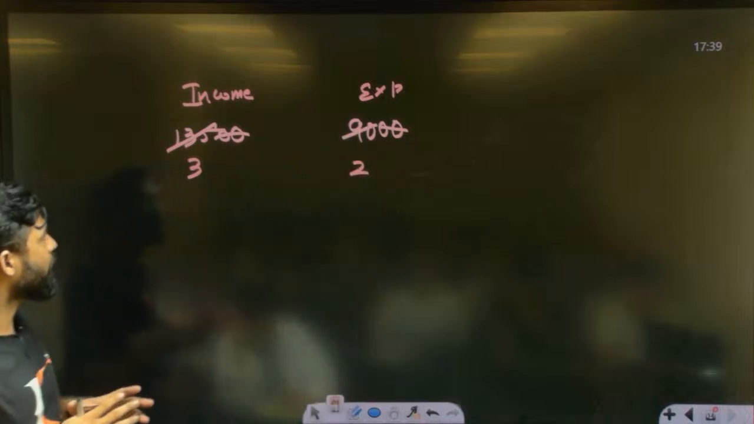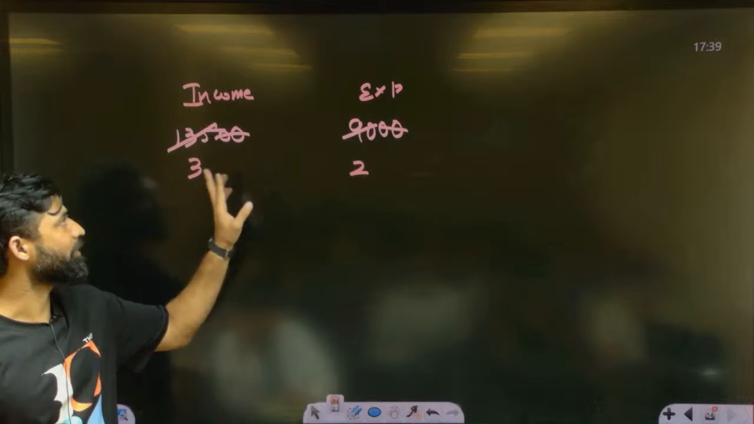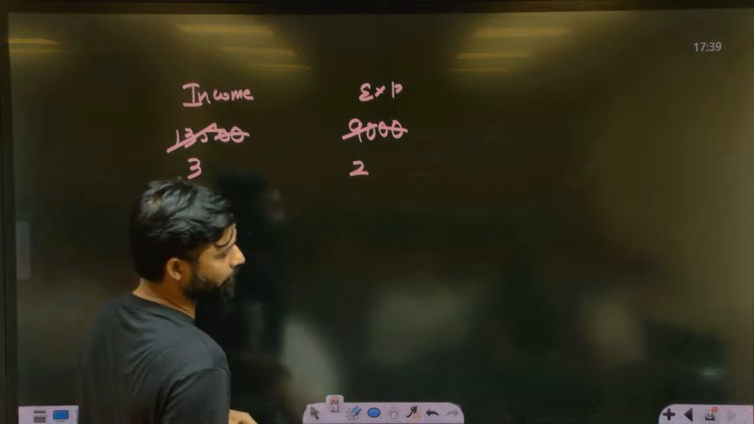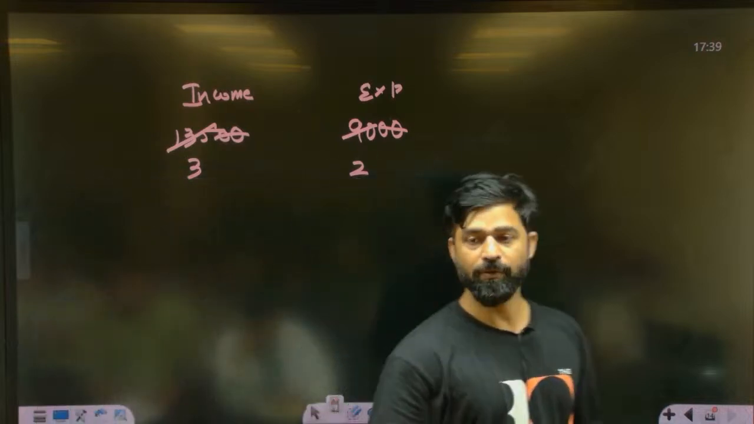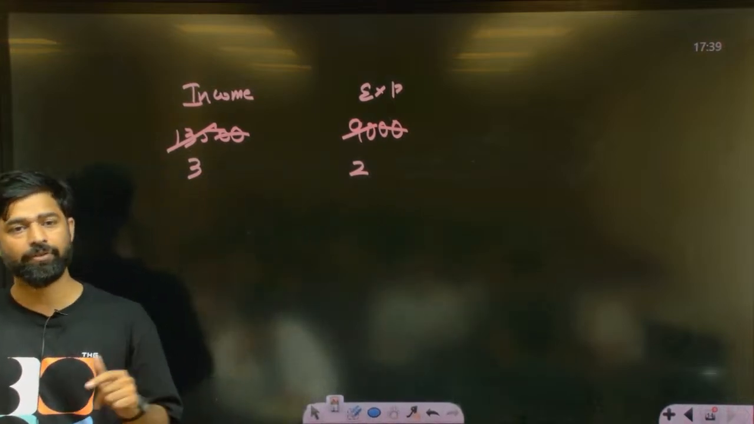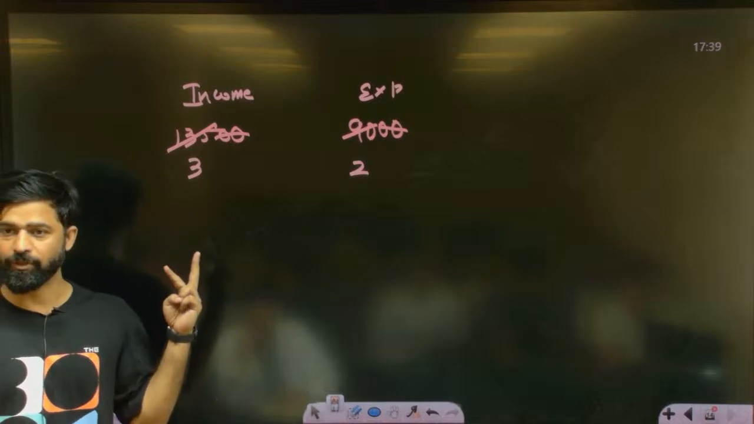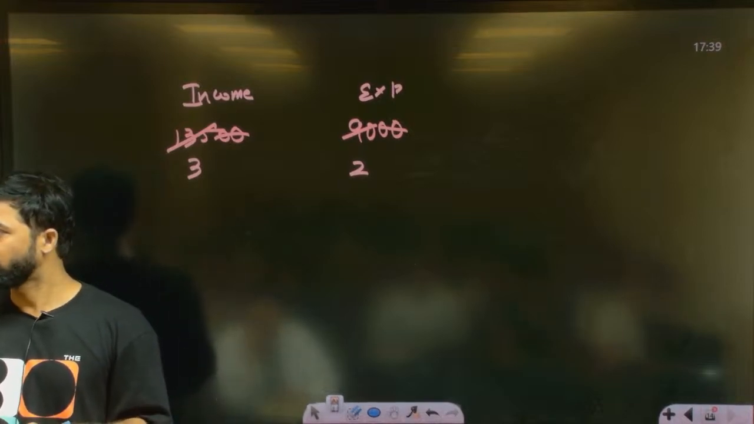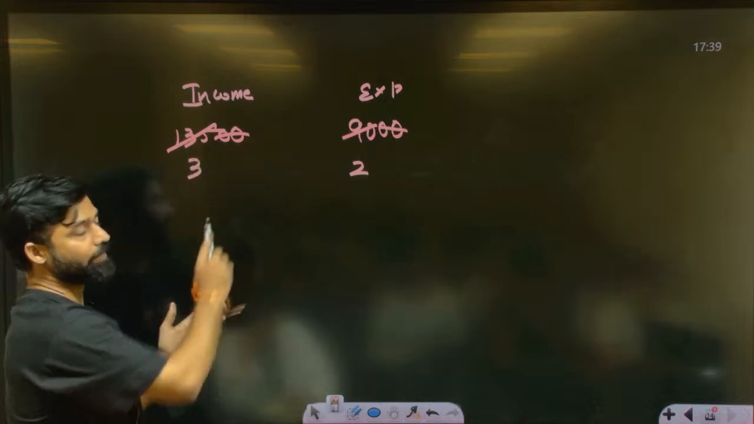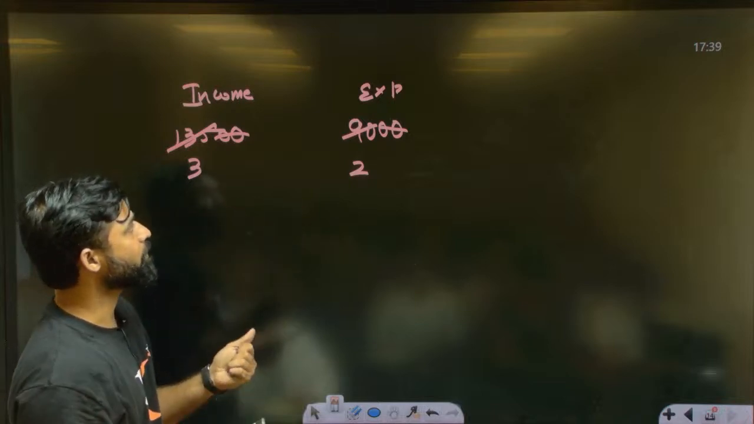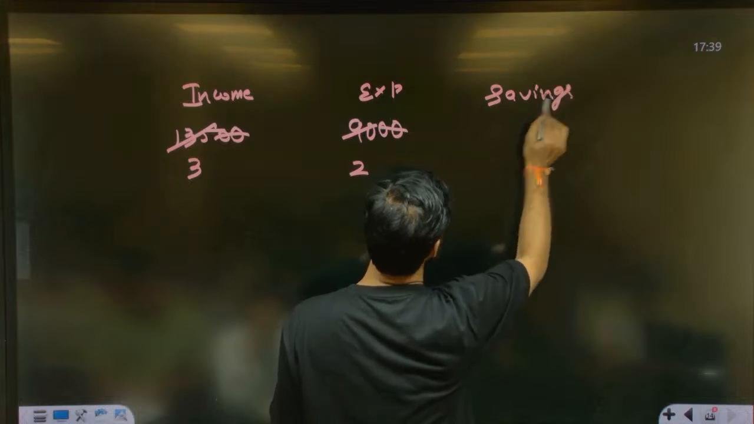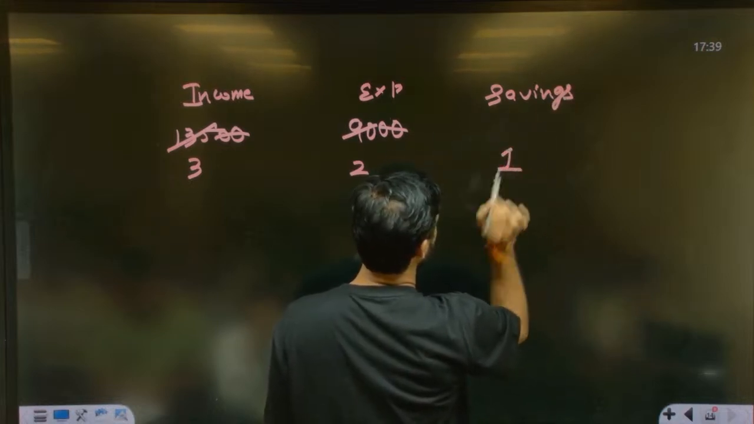You know that I have not taken the difference between income and expenditure, and I did not waste my time doing 13,500 minus 9,000 to get 4,500. Why? Because the numbers are in ratio. If I have two values in ratio, then I will get the third one automatically. So the income is 3 units and the expenditure is 2 units. The difference will be the savings, 3 minus 2, that is 1. Any problem in this?